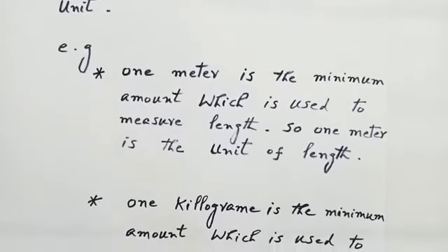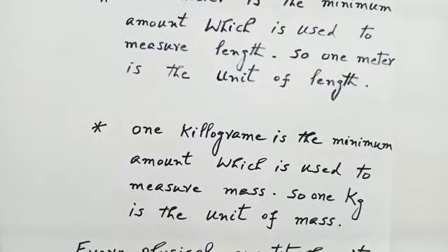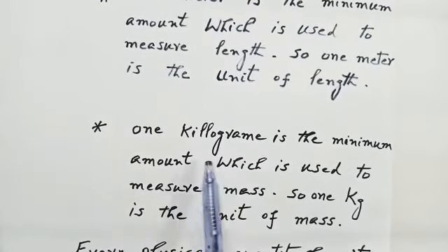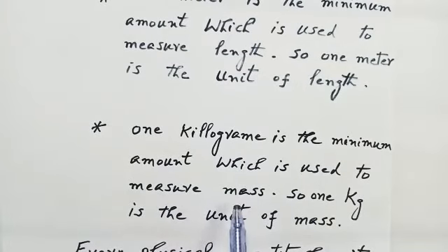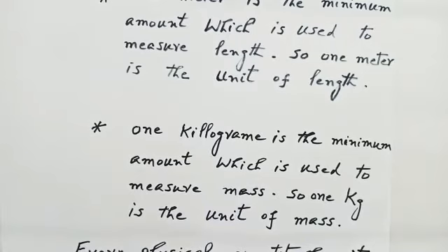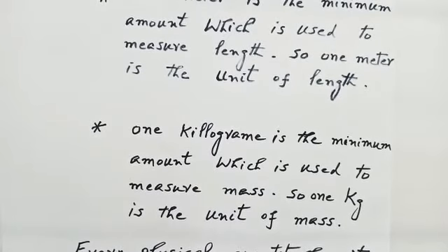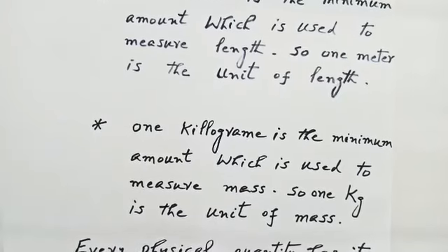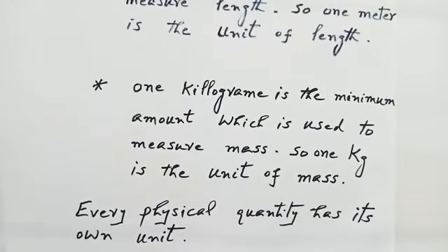Also, I can give you another example. That is, 1 kilogram is the minimum amount which is used to measure mass. So 1 kilogram is the unit of mass. So the minimum amount which is used for the measurement of a physical quantity is called a unit. Every physical quantity has its own unit.